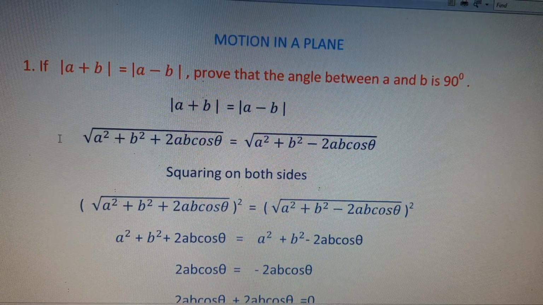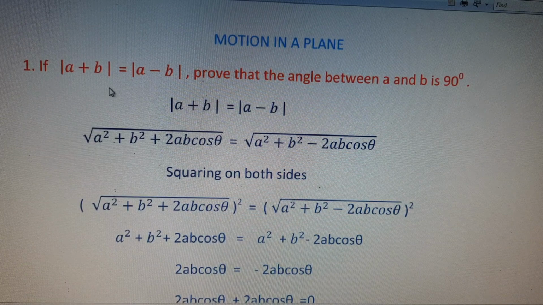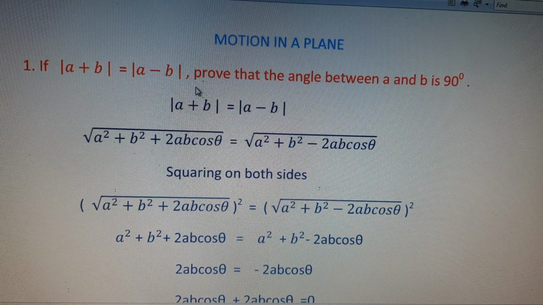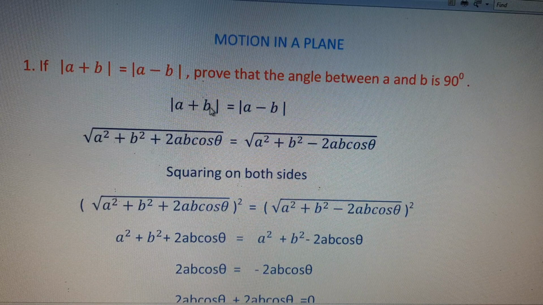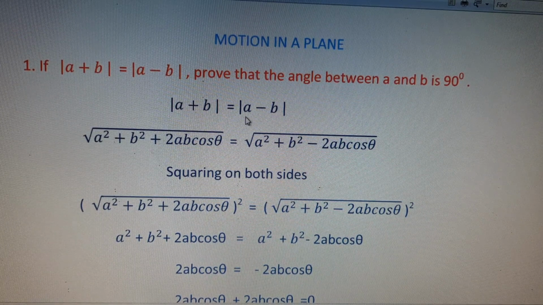So next, the 4 marks important question in the chapter of motion in a plane. If mod of a plus b is equal to mod of a minus b, prove that the angle between a and b is 90 degrees. So mod of a plus b is equal to mod of a minus b.